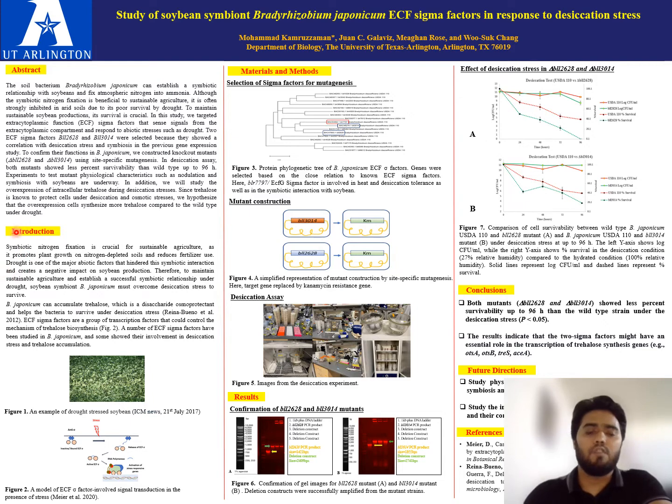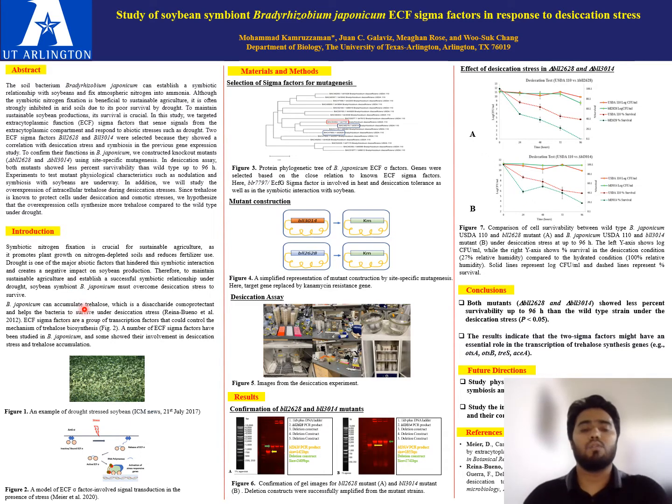Just to give you the idea of the background, we know nitrogen is a major component required for plant growth, and this is why farmers use chemical nitrogen fertilizer. But the problem is it contaminates the environment and the water system. So to solve this problem, symbiotic nitrogen fixation is a good option because it uses the soil rhizobia, and soil rhizobia can form a symbiotic relationship with soybean and fix atmospheric nitrogen in the form of ammonia so that the plant can take it up.